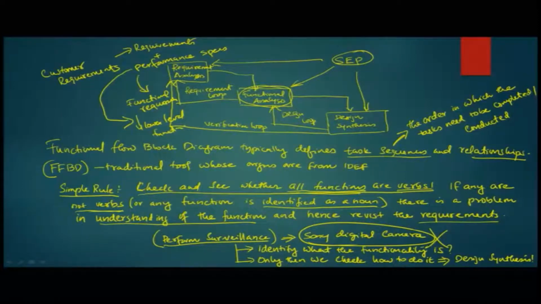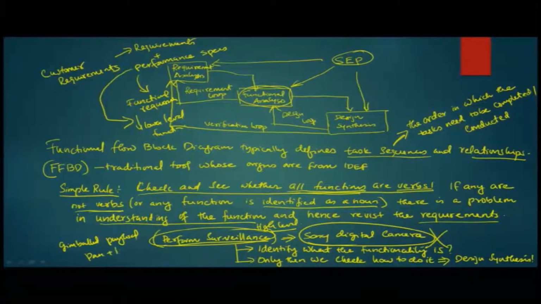So, perform surveillance, this is a high level function usually. How would you do it? Okay, that is like a gimbaled payload. Okay, you have a pan plus tilt mechanism. So there are many options. First you require a gimbal payload, from there a pan and tilt mechanism, then there is a zoom and focus mechanism. Then from there image analysis, analyze image.